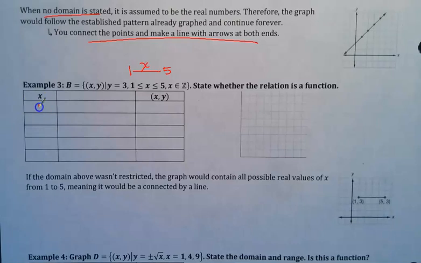1, 2, 3, 4, 5. Yeah. And what does it say our equation is? All right, so y equals 3. So when x is 1, what's y? 3. When x is 2, what's y?